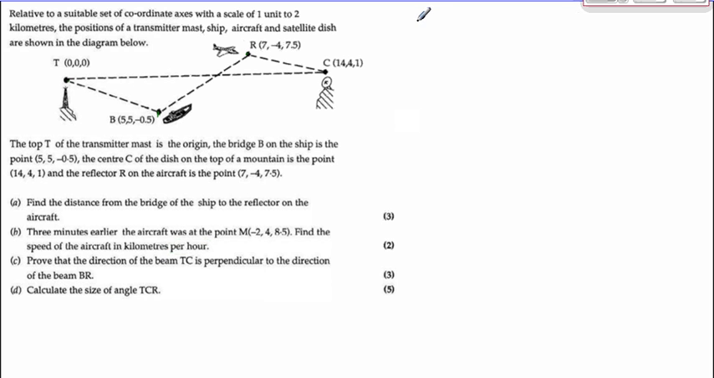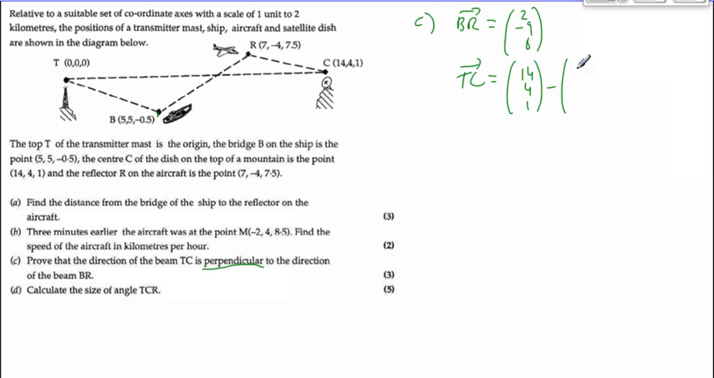Okay, so part C, prove the direction of the beam is perpendicular. So we know that perpendicular means that the dot product should be 0. So we want to know the direction of the beam, so the dot product of TC and BR is equal to 0. Now BR we already had. BR from part A is 2, minus 9, 8. Now TC is C minus T, so 14, 4, 1, subtract T, which is 0, 0, 0, so nice and easy, 14, 4, 1.